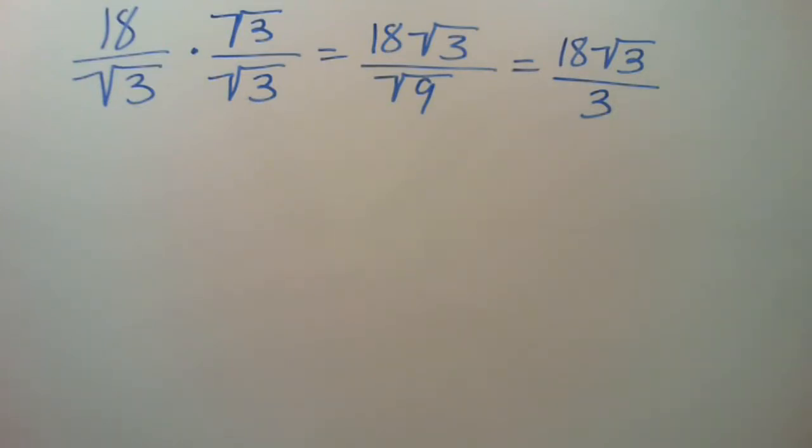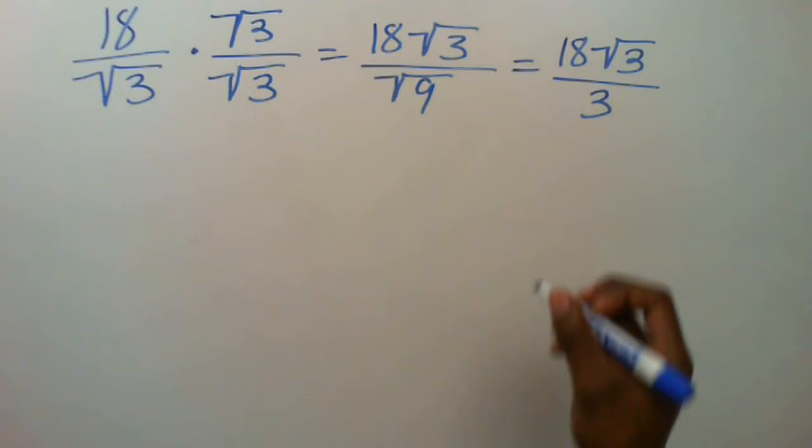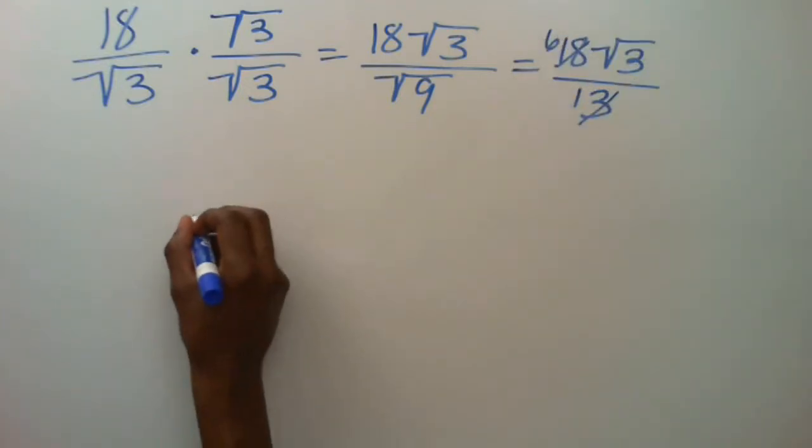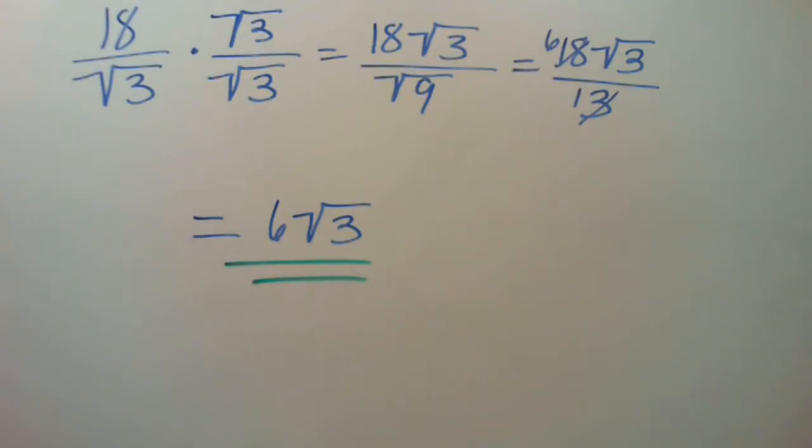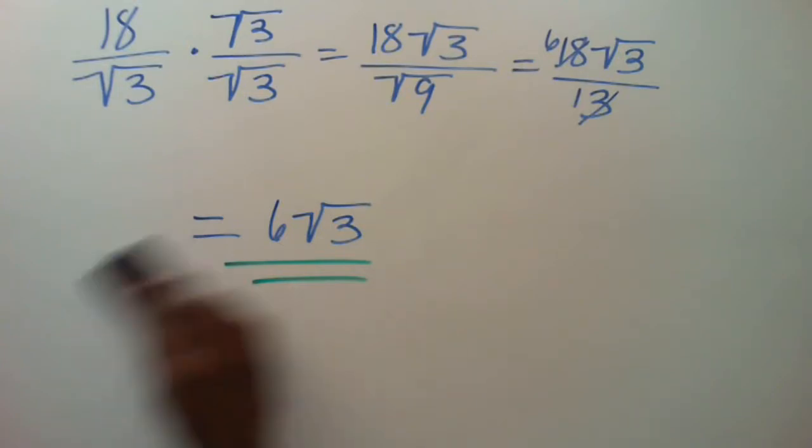Again, at this point, we can further reduce this fraction because the 18 in the numerator and the 3 in the denominator reduce to 6. Giving us 6 times the square root of 3 as the answer.